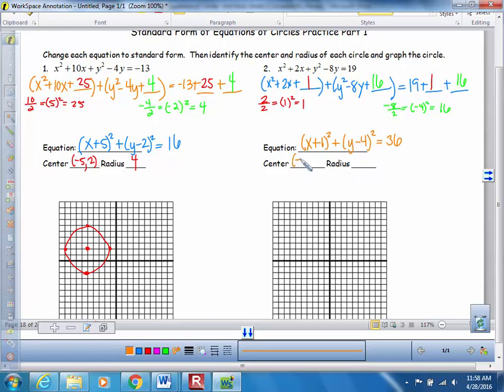Okay? So now, when I find my center, it is the opposite of what's in the parentheses. So it would be negative 1, comma 4. And my radius I would get when I take the square root of 36. So the square root of 36 is 6. Now all we have left to do is to graph our circle. So we're going left 1, up 4, put a point. And then from there we're going out 6 in every direction.